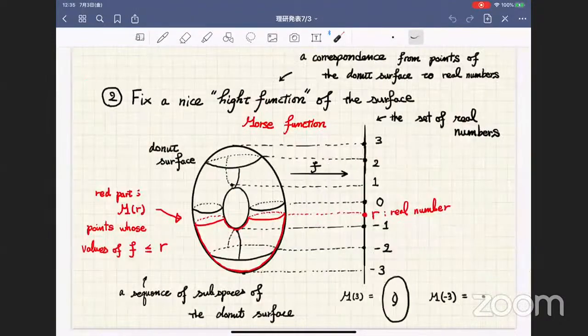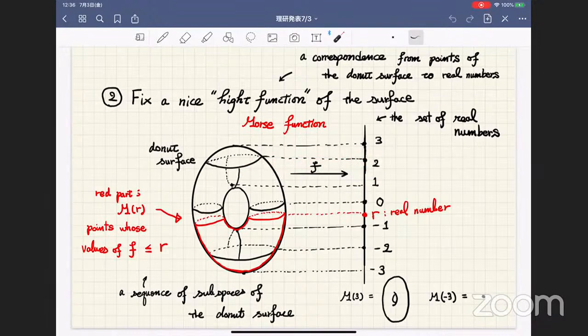In the next step, we fix a nice height function on the surface. This is a correspondence from all the points of the surface to the real numbers. If this function has a nice property, it is called a Morse function. Suppose we have the following function. For example, for this point we associate the real number 2.